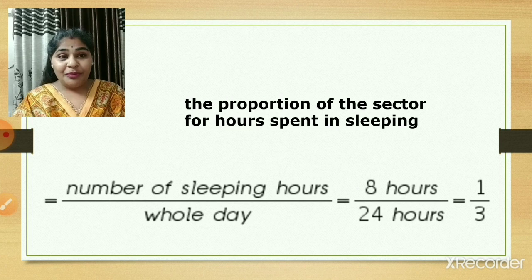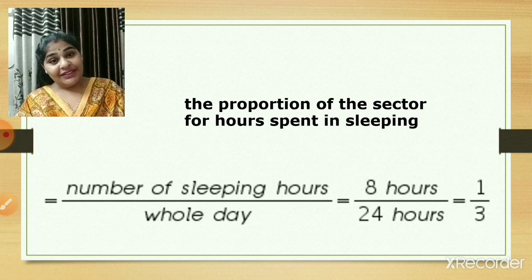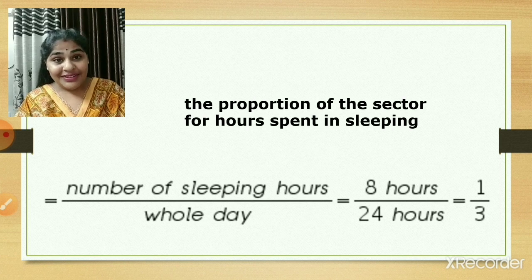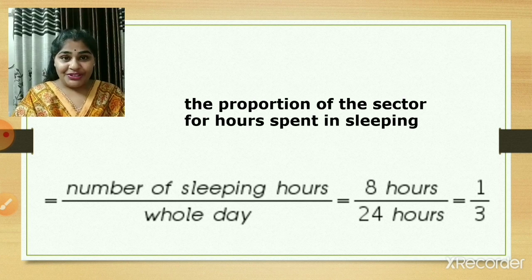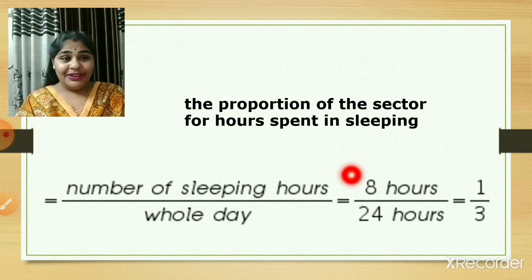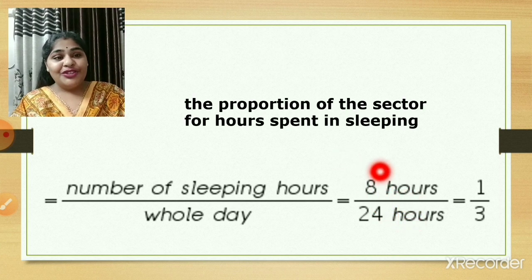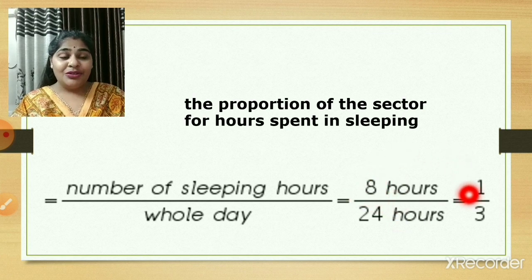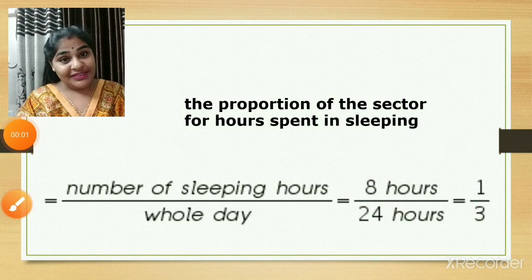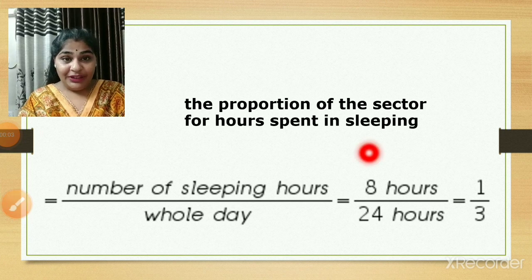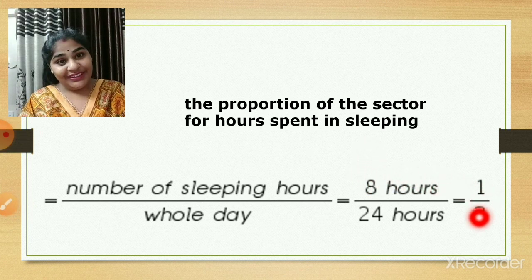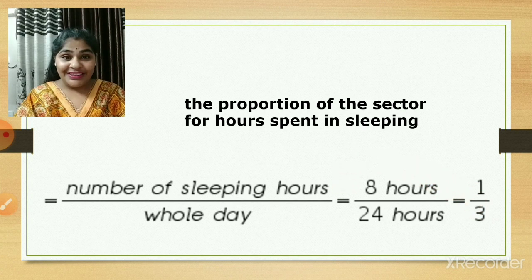Now the proportion of a sector for hours spent sleeping. We have seen that the child sleeps 8 hours in a day. So what will be the proportion? We take 8 hours out of 24 hours, right? If we bring this 8 by 24 into the simplest form, we get 1 upon 3. So 1/3 portion of the whole day a child spends sleeping.